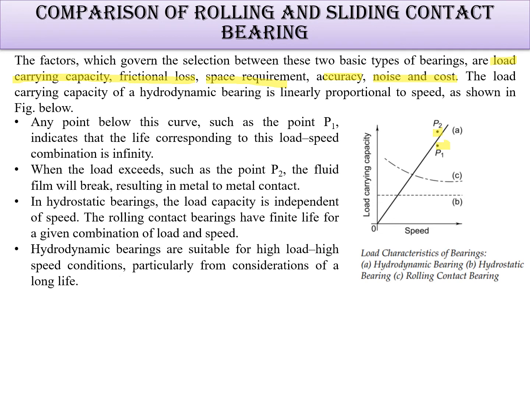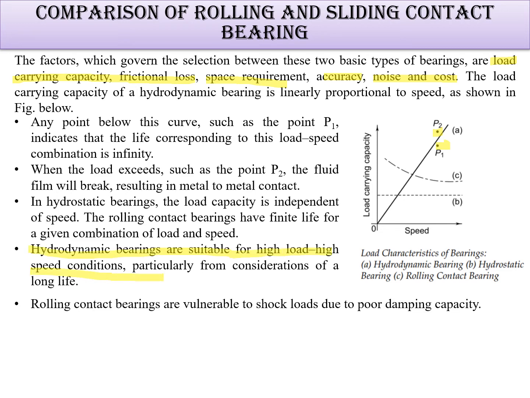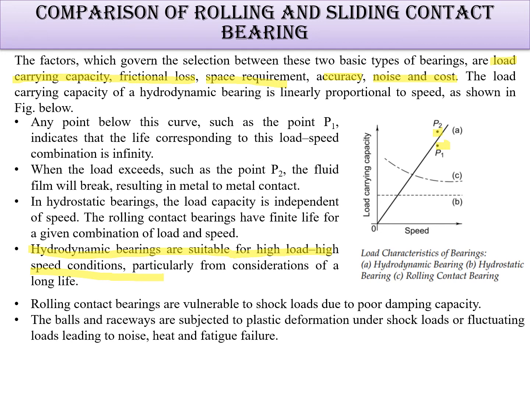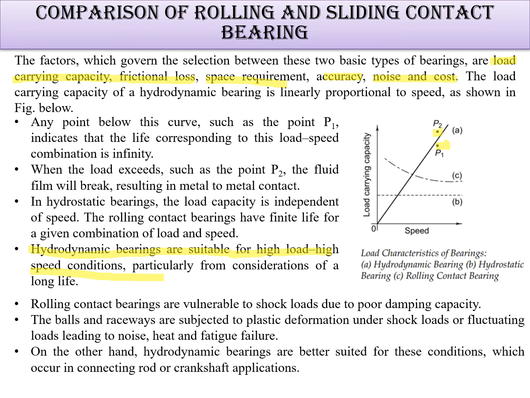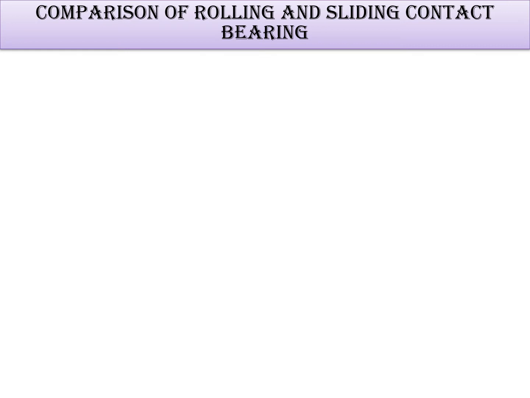So these two bearings, that is hydrostatic and hydrodynamic bearing, are both suitable for high load capacity. The roller contact bearings are vulnerable to shock loads due to poor damping capacity, and the balls and races are subjected to plastic deformation under shock. So this is the difference. On the other hand, aerodynamic bearings are better suited for this condition. It means they are suitable for shock also, and even for plastic deformation. So this is the main difference here.